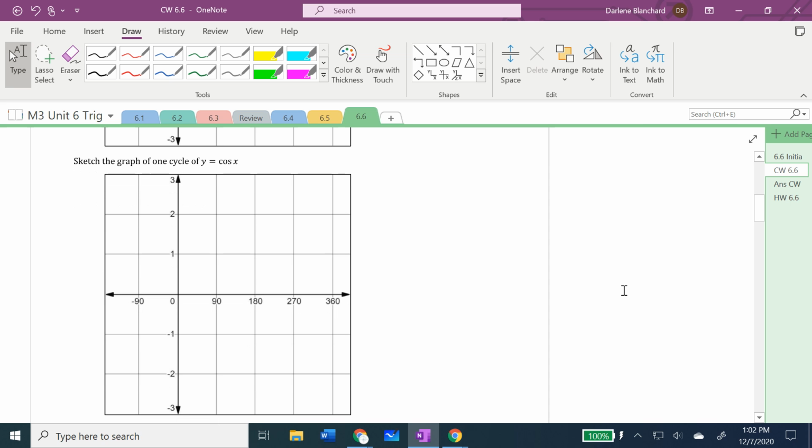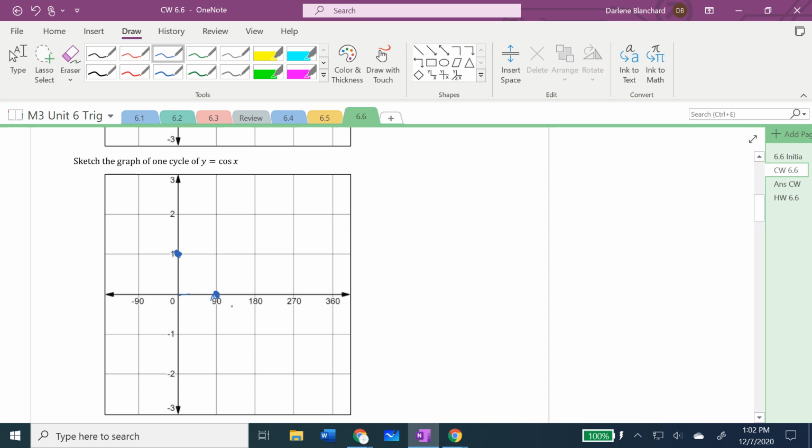All right, cosine, here we go. Cosine at 0 degrees starts at a value of 1. As the unit circle watches an angle turn from 0 to 90 degrees, cosine shrinks down to 0.